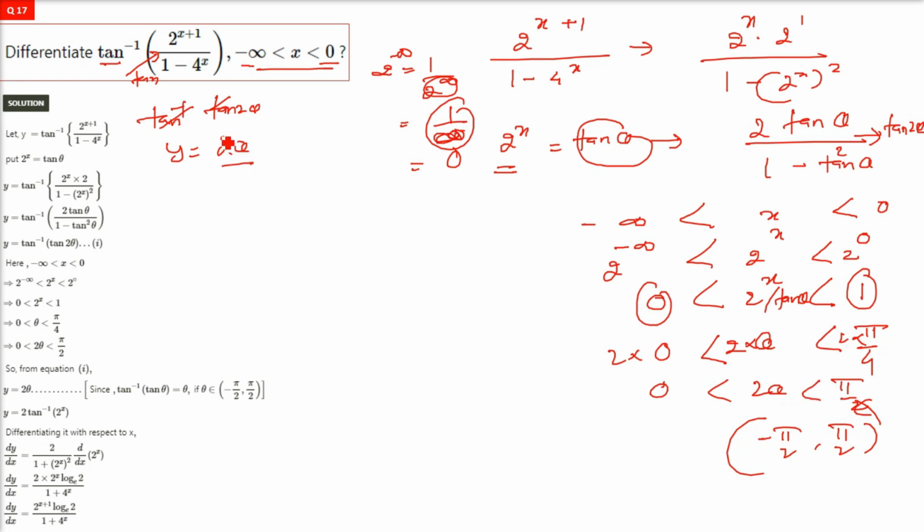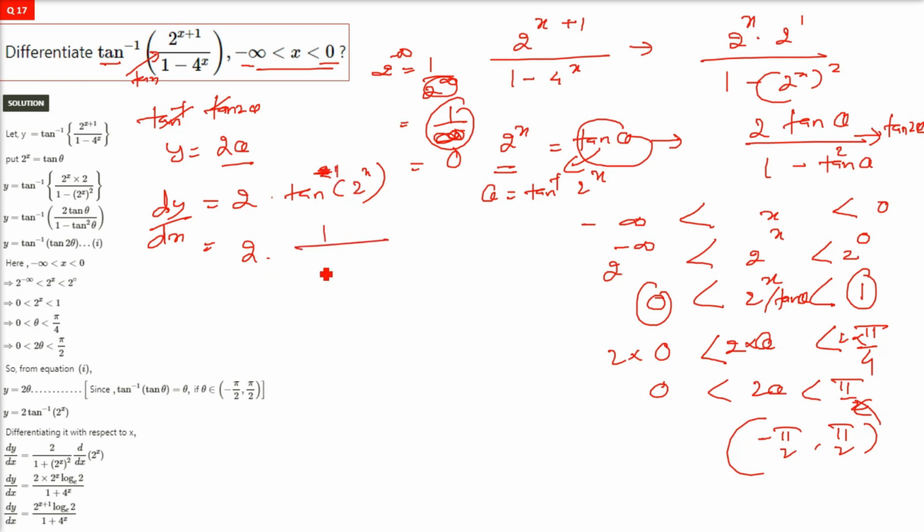Now let us take the differentiation, y equals 2 theta. So 2 into theta, what is theta here? Tan theta equals 2 to the power x, that you have assumed. So theta will be equal to tan inverse 2 raised x. It is tan inverse, not square. So dy by dx is twice, and the derivative of tan inverse is simply 1 by 1 plus the square of that thing which is inside tan. So 1 plus 2 to the power x whole squared, which will be 2 to the power 2x, which is essentially 4 to the power x.